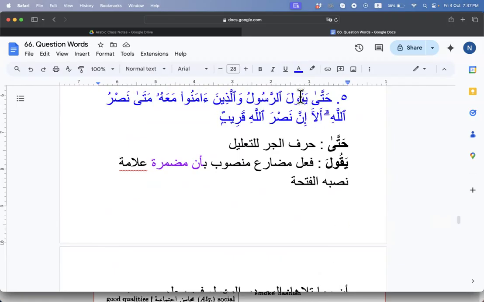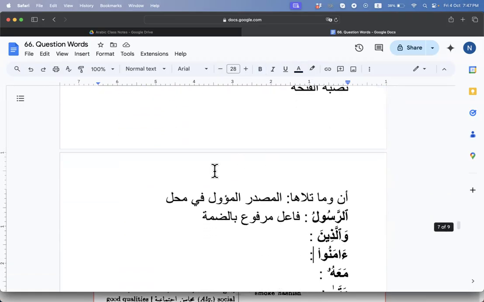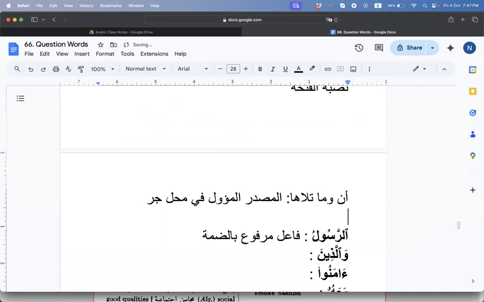So this comes as ism. So yaqul should be maf'ul, sister? It's coming after hatta. Hatta is harf jar, so fi mahalli jar. Yes, it's fi mahalli jar. And then actually, we have to talk about the shibh jumla.